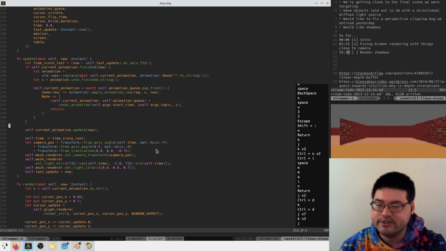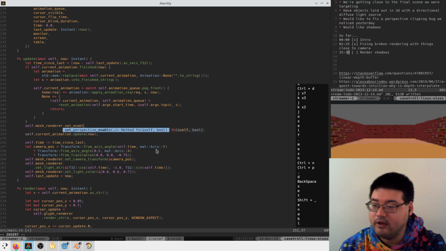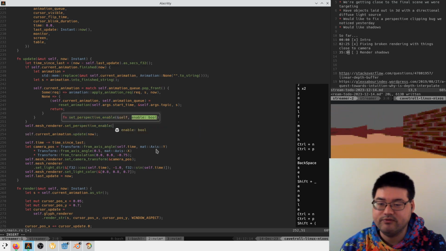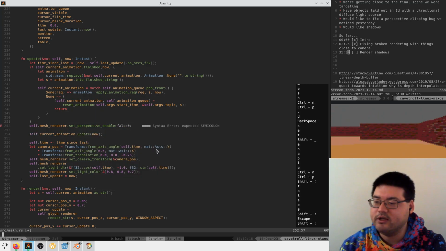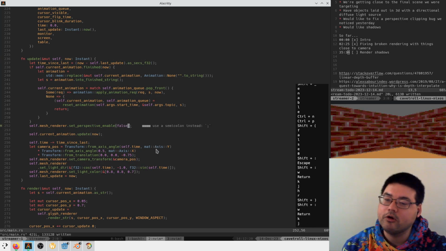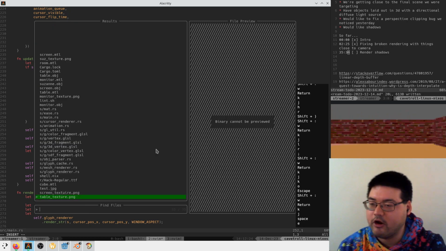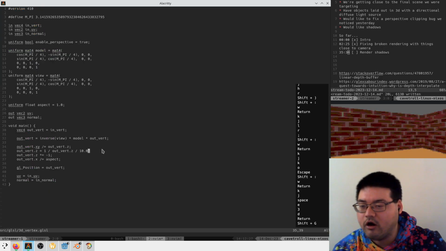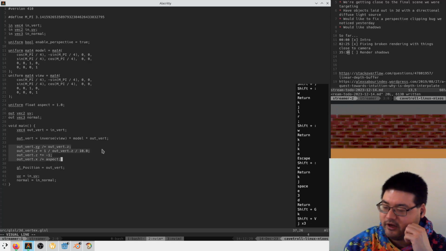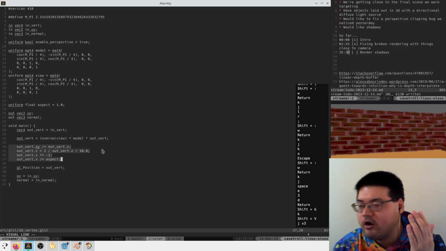So we'll just say mesh renderer set perspective enable false. Shouldn't that depend entirely on the projection matrix set to the shader? If we were using a proper perspective matrix, but we've just got it hard coded in the shader right now, our perspective is just like, we just do it. Which is maybe wrong, right?